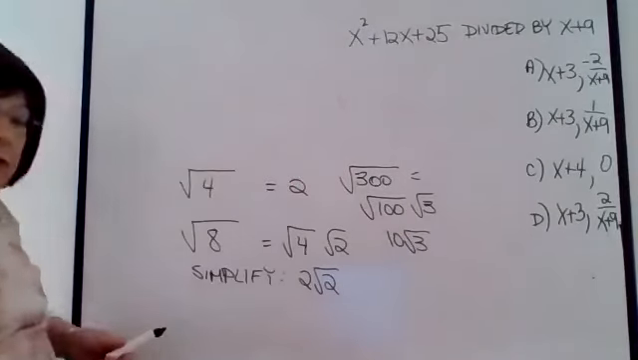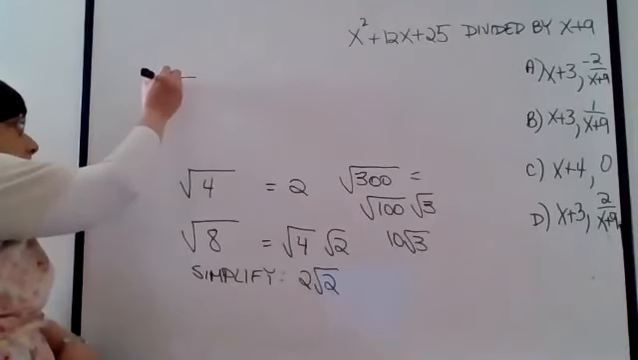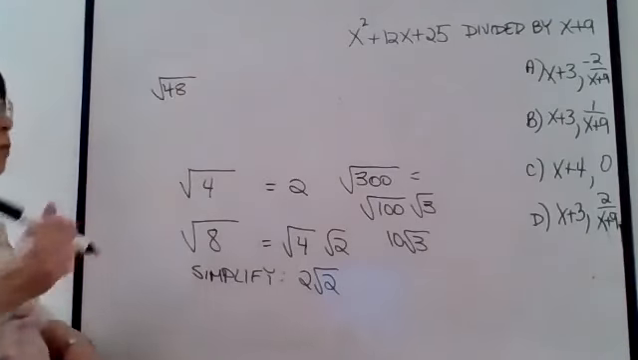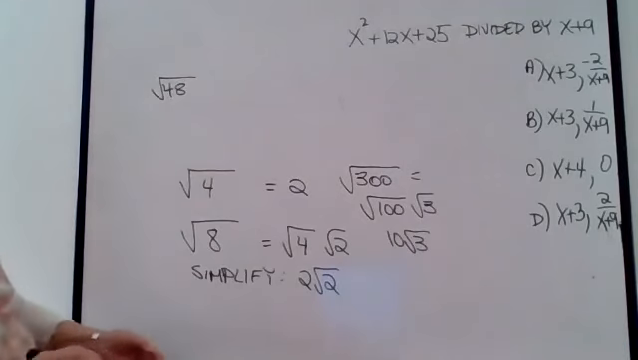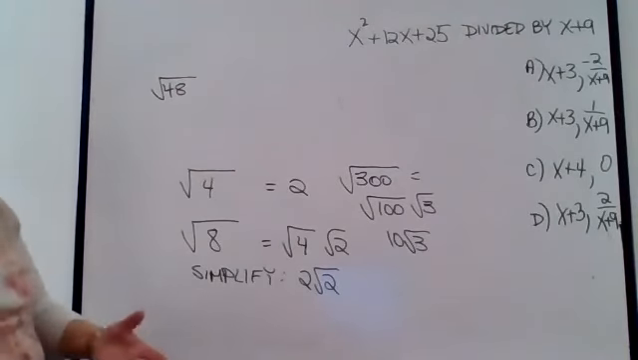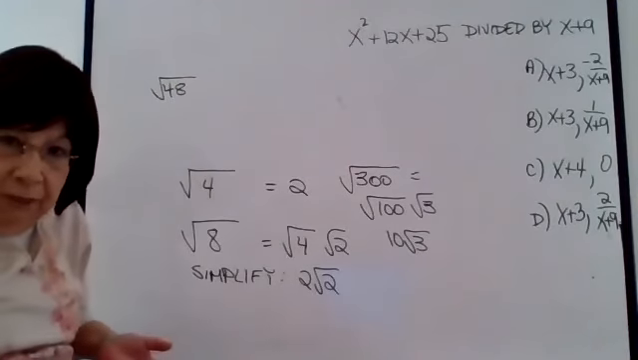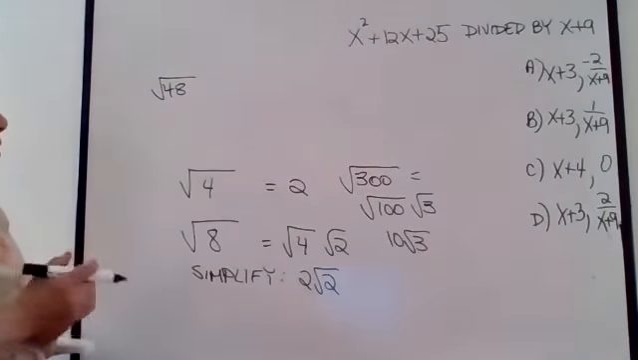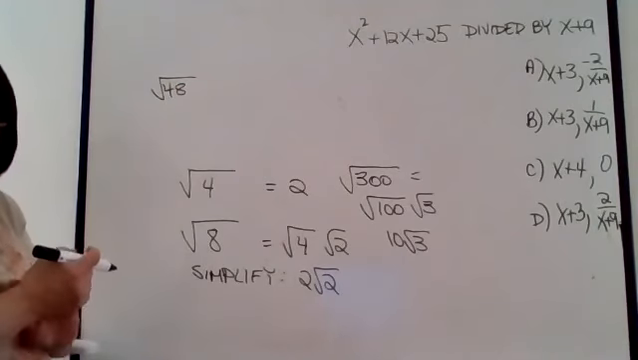Now let me give you another one. Let's say I gave you the square root of 48. Now here's where you might have to be careful. I know 49 is a perfect square because that's 7 times 7, but 48 is not a perfect square. So what numbers multiply to 48 where one of them is a perfect square?